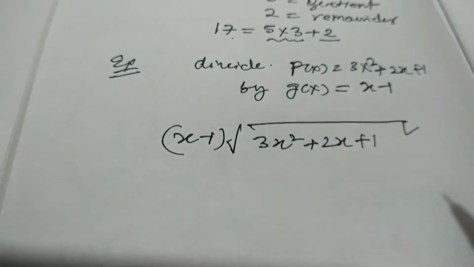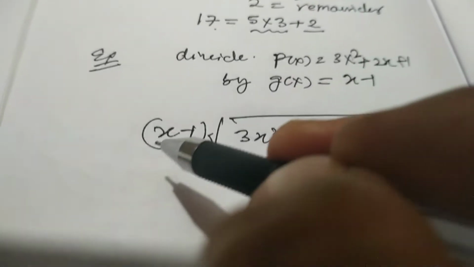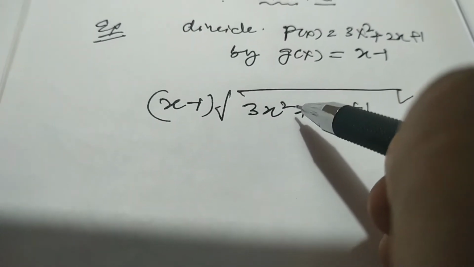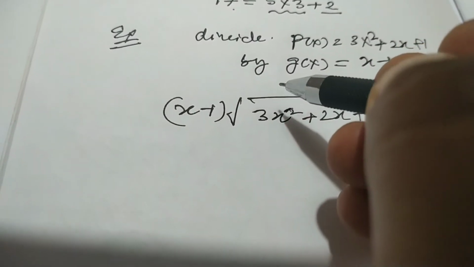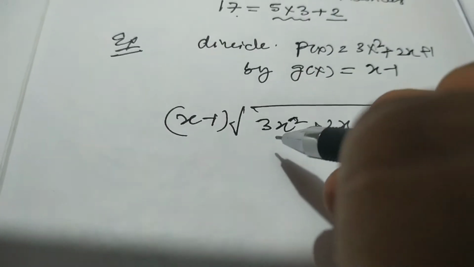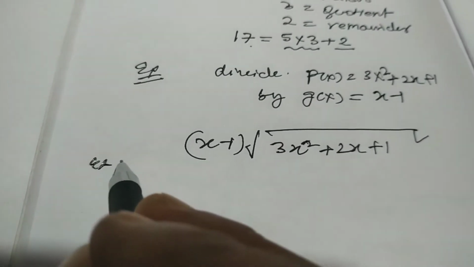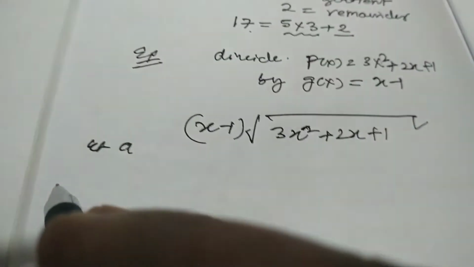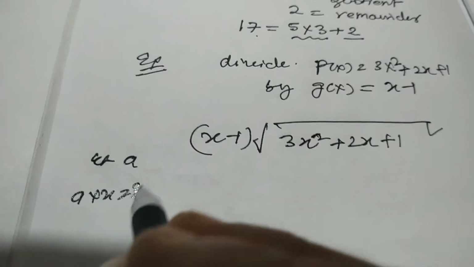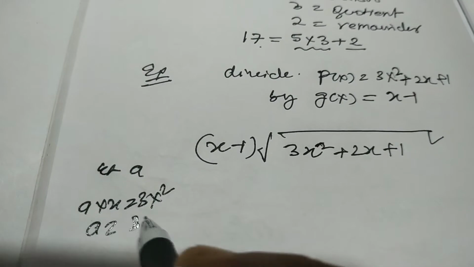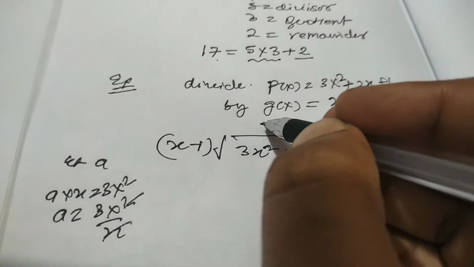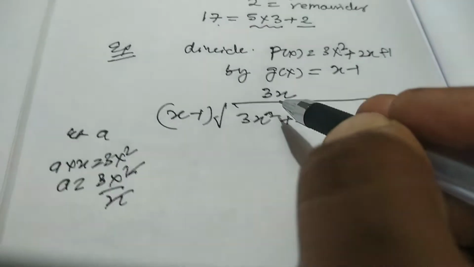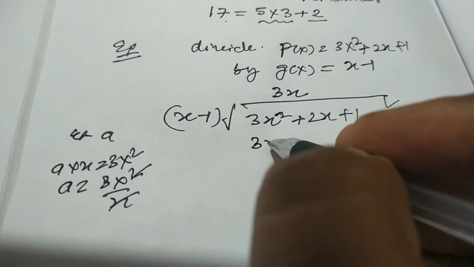Now first let's check: x is positive and 3x square is positive. So what should I write in the quotient so that, when I divide, it gives 3x square? Let this be a. If a is the quotient, then a into x must be 3x square. Then a is equal to 3x square upon x. x cancels out, giving 3x. So I can write here 3x. That means 3x into x is 3x square.